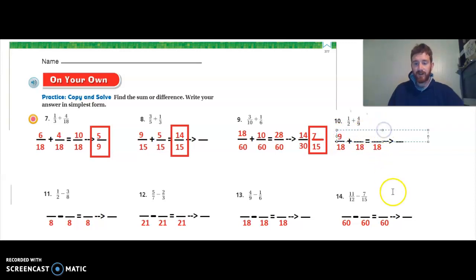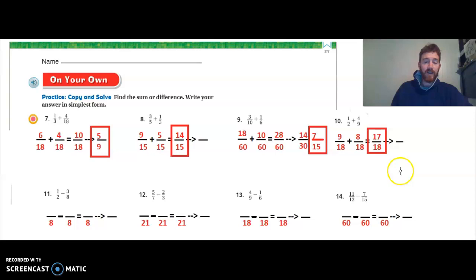Then if I go to 4/9, to get from 9 to 18, I multiply by 2, so I have to do the same for my numerator. 4 times 2 would be 8. And we go ahead and add up here. 9 plus 8 would be 17/18. And hey, they give us a little break here. Once we do all that, that's going to be simplest form. Okay, so here's your answer there.